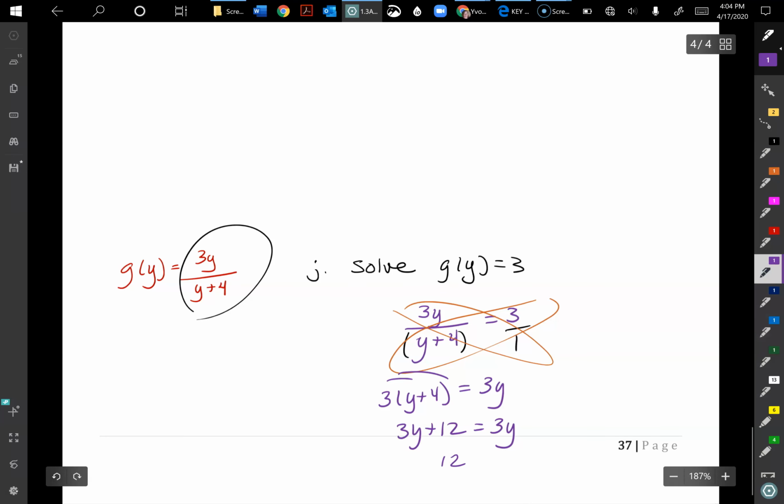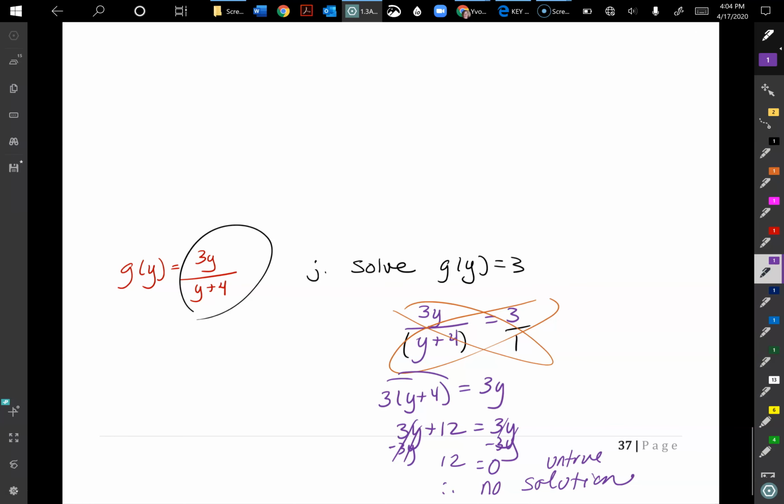Oh, this is kind of odd, right? I can subtract 3y from both sides. And I end up getting 12 equals 0, which is an untrue statement. So therefore, that means there's no solution. Okay, so we can't have that ever equaling 3. And it's probably due to an undefined situation there.